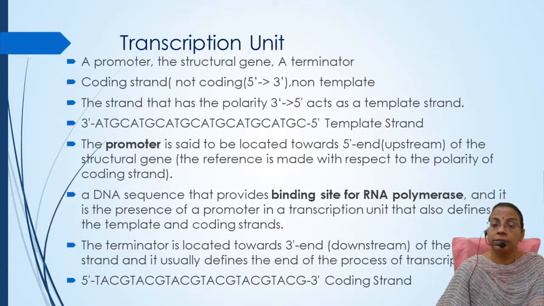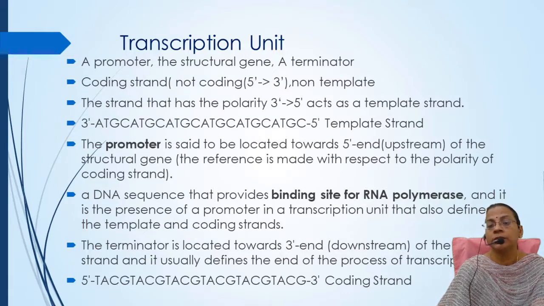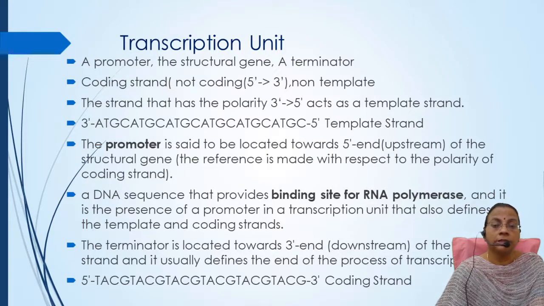Then the terminator. The terminator is the site which allows the detachment of RNA polymerase after the transcription, which is mediated with the help of Rho factor. So that site where the transcription comes to an end is called the terminator. The region of sequences between the promoter and the terminator is collectively called the structural gene.